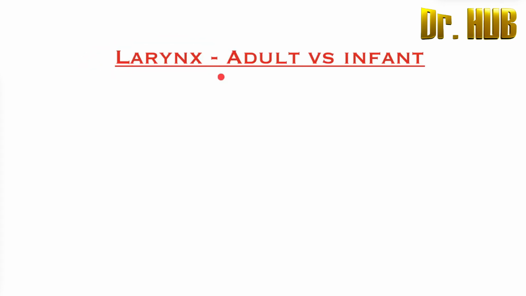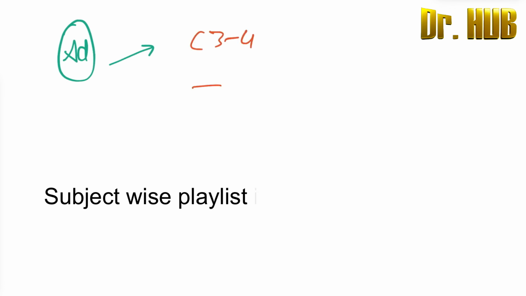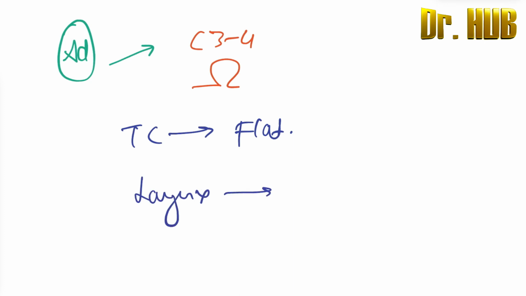Larynx, we are comparing the adults versus the infants. So first, let's talk about the normal adult. In terms of adult, the position is opposite to C3, C4 and it is omega shape. The thyroid cartilage is flat. Then when you look at the larynx, it is going to be conical.